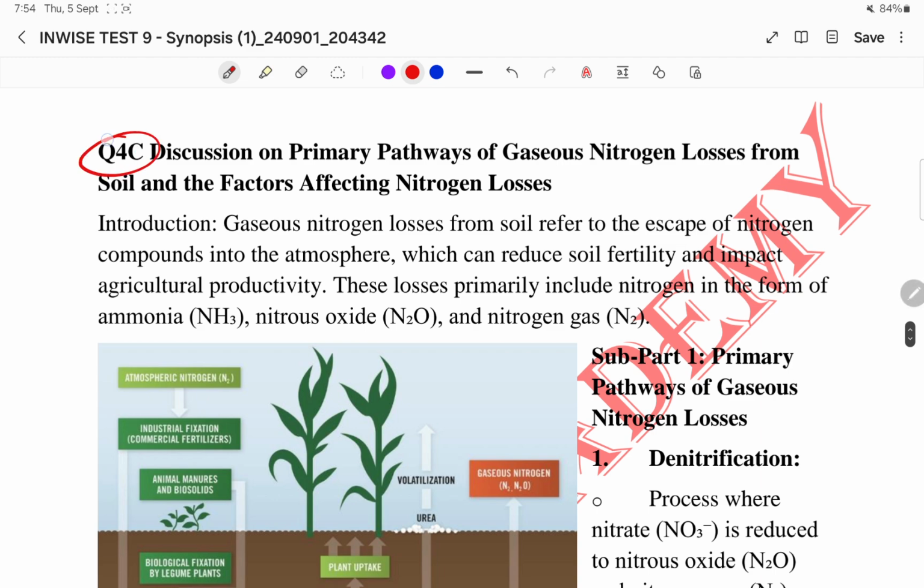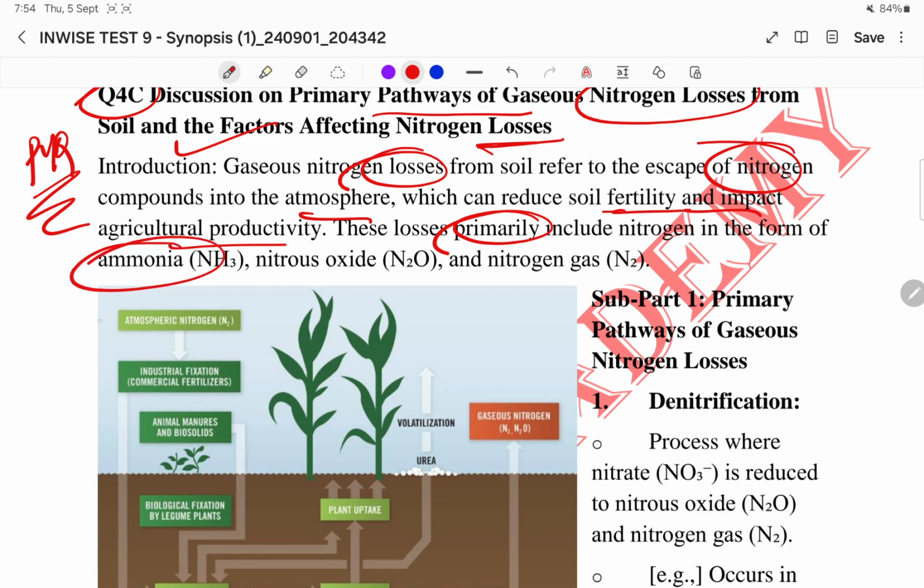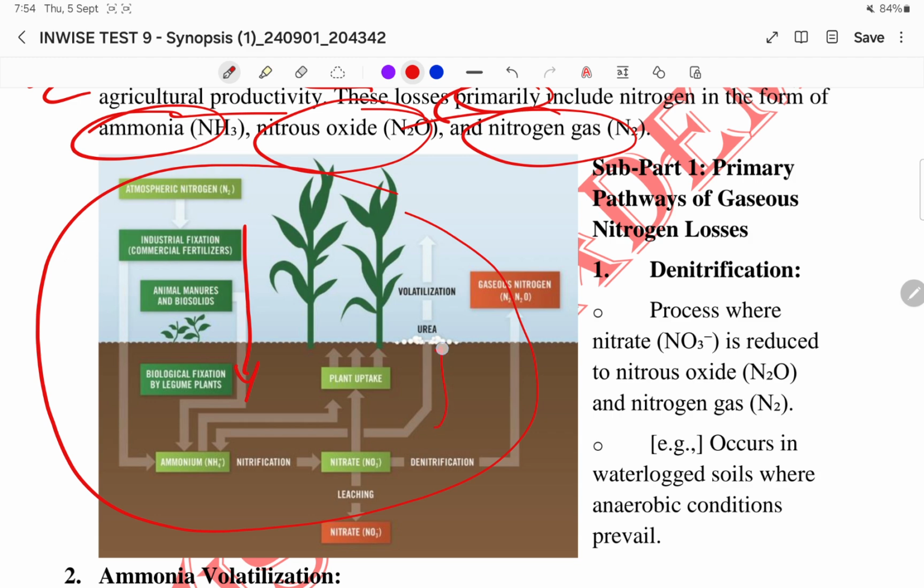Okay, so come to 4C. Discussion on primary pathways of gaseous nitrogen losses from soil and factors affecting nitrogen losses. Of course, the exact PYQ, right? So introduction. Gaseous nitrogen losses from soil refers to the escape of nitrogen compounds into the atmosphere, which can reduce soil fertility and impact agricultural productivity. These losses primarily include nitrogen in the form of ammonia, nitrous oxide, or nitrogen gas. In a diagram, we have explained the same thing, right? Here the fixation of nitrogen, and here the losses like volatilization loss, gaseous nitrogen losses, etc.